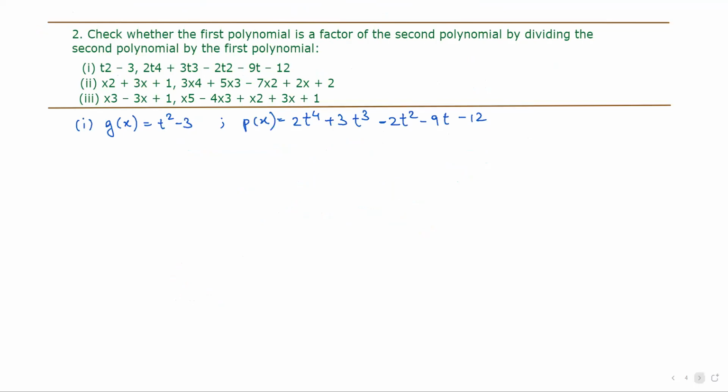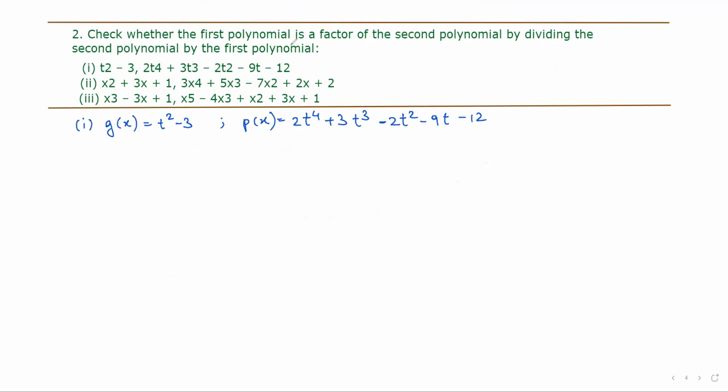Hope that this was cleared. Let's continue with the second question. Now the second question states, here you have to check whether the first polynomial is a factor of the second polynomial by dividing the second polynomial by the first polynomial. The method that we earlier followed is the actual division method. They're asking us to actually divide the second polynomial by the first polynomial.